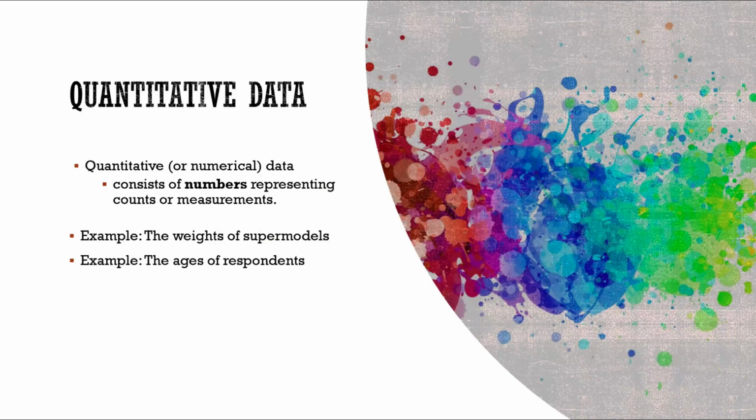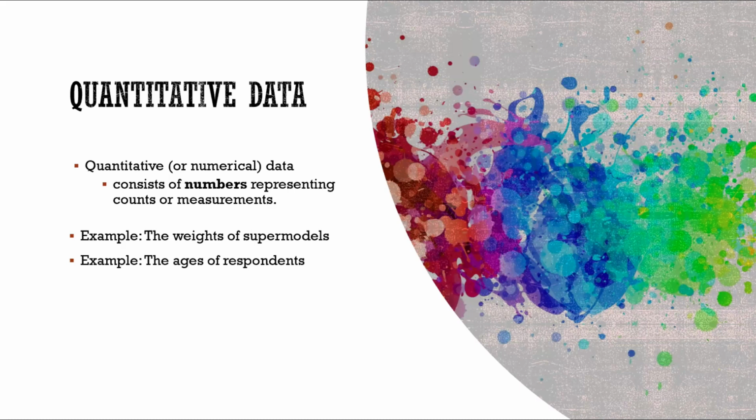Data can be quantitative or not. Quantitative data is typically what we think about with data. It is data that has a number that corresponds to a measurement of something. For example, I could find, well, I couldn't, but somebody could find some supermodels and collect their weights, right? That would be an example of quantitative data. The ages of people who respond to this poll, that's quantitative.